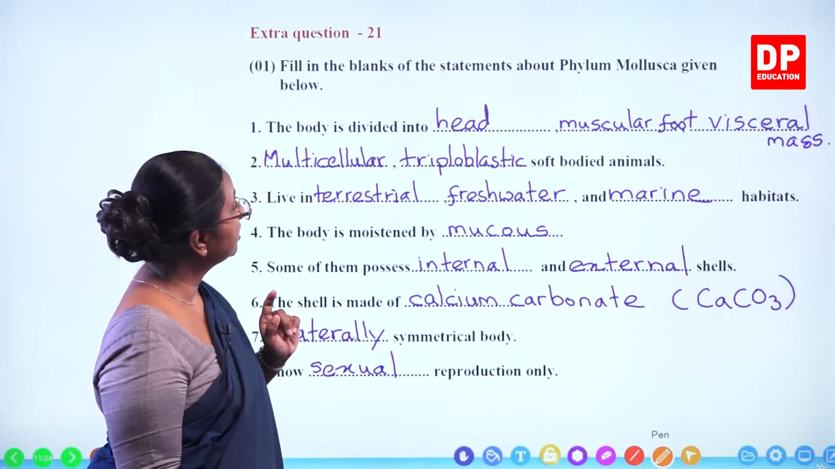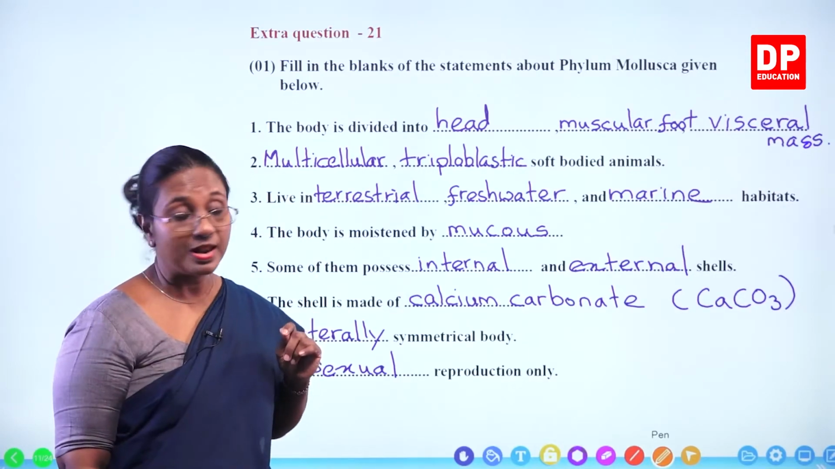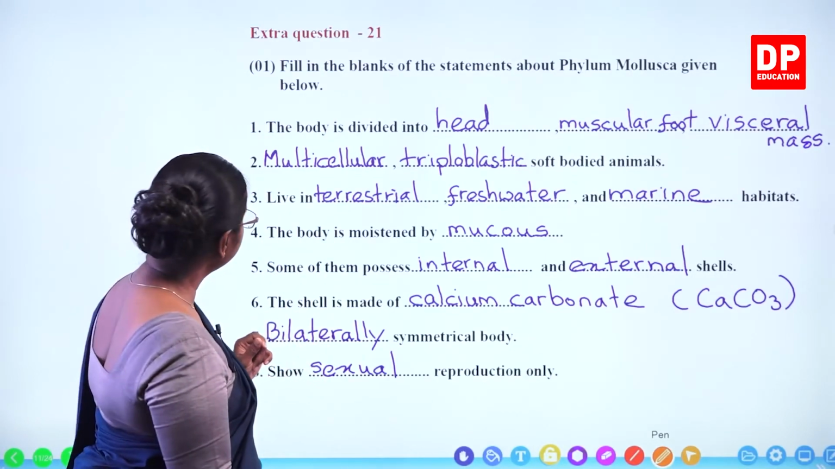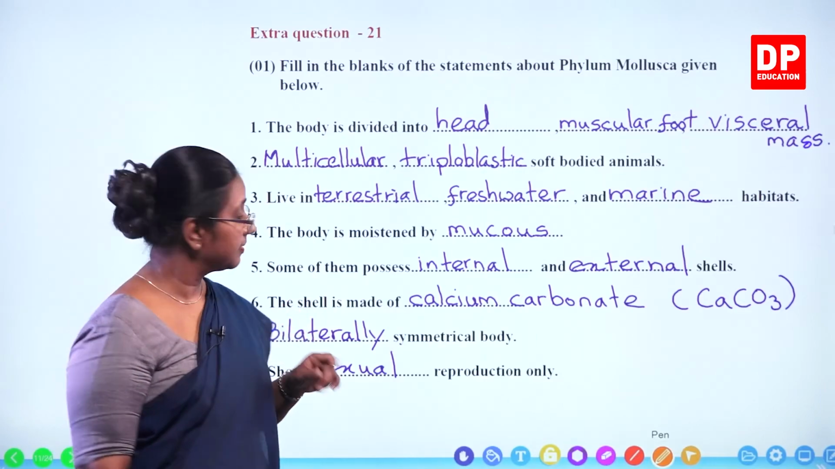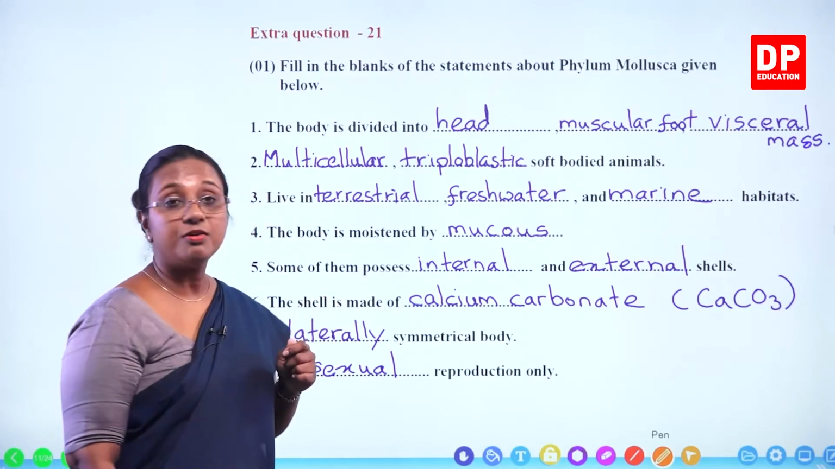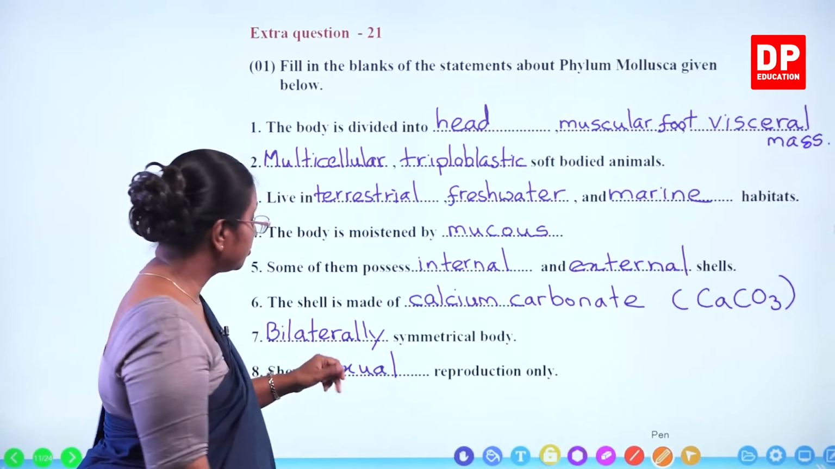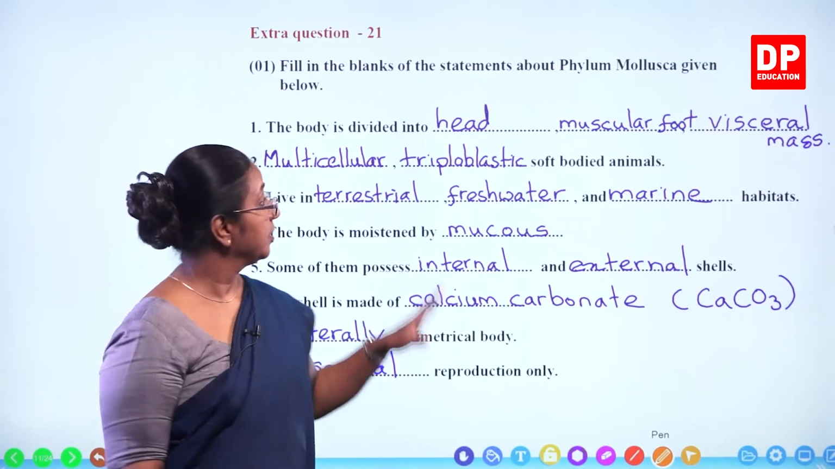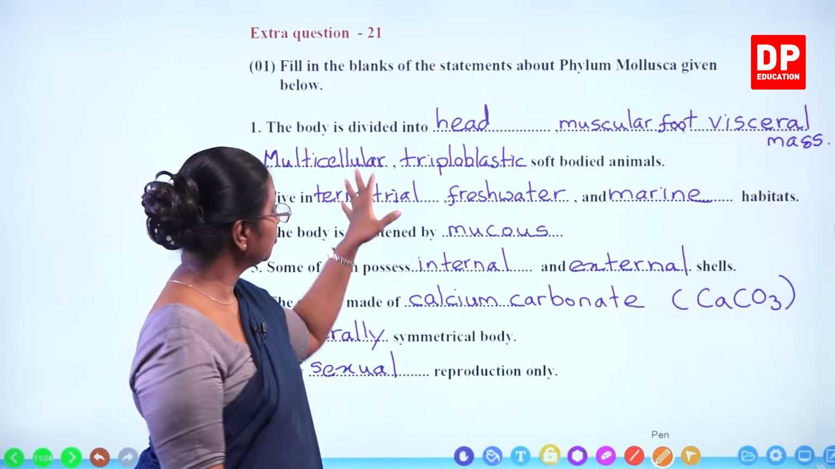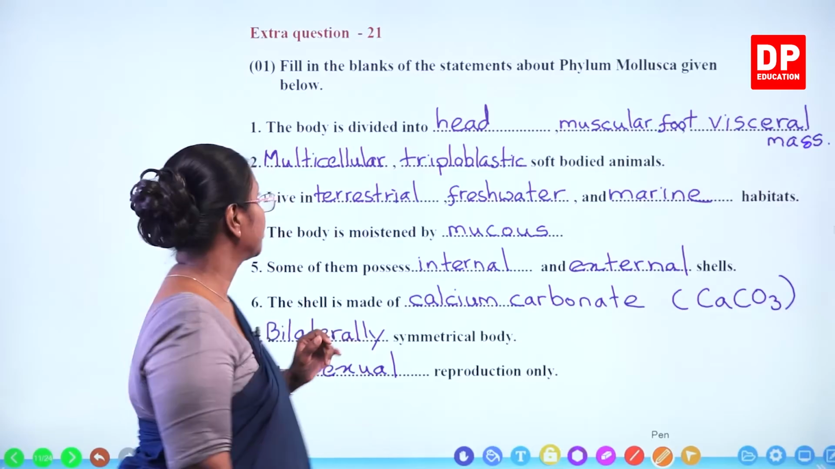So if we go back to the sentences, the body is divided into head, muscular foot, and visceral mass. It is a multicellular, triploblastic, soft-bodied animal. They live in terrestrial, freshwater, and marine habitats. The body is moistened by mucus. Some of them possess internal and external shells. The shell is made of calcium carbonate, and they are bilaterally symmetrical, and also they show sexual reproduction. So those are the statements regarding phylum Mollusca. I am sure students, you were all able to answer these correctly. With that, I will move on to the next question.